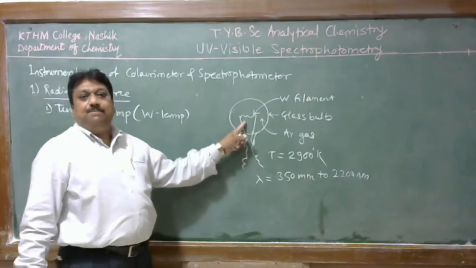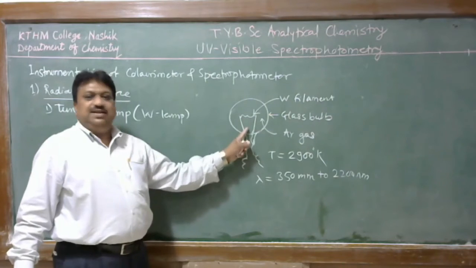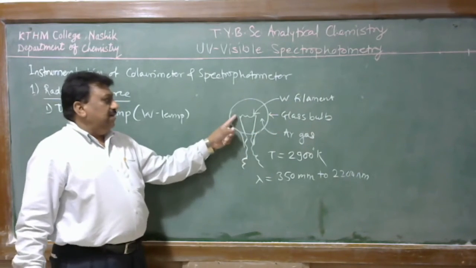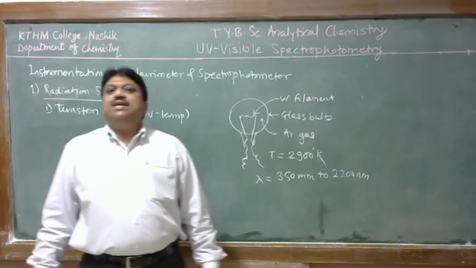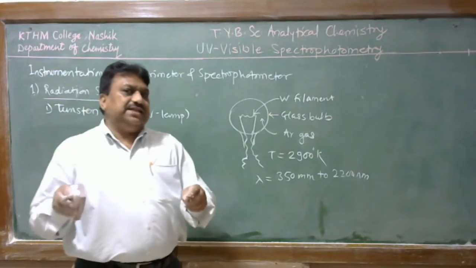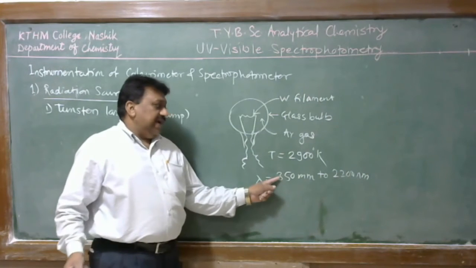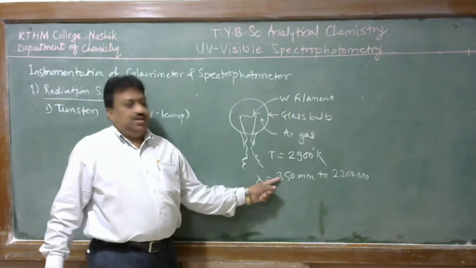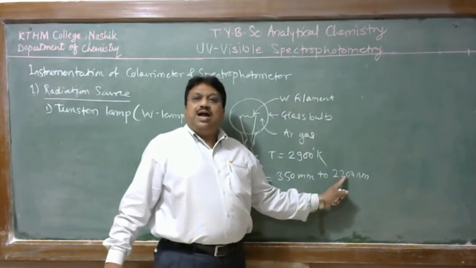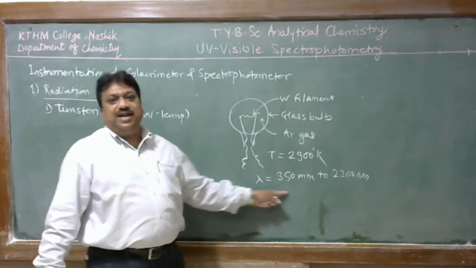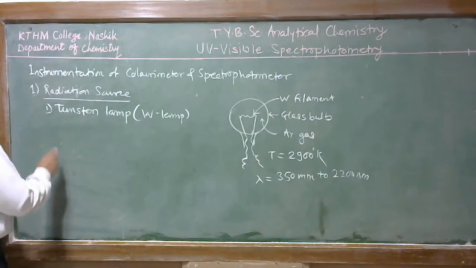Now how is this lamp operated? In this glass bulb, argon gas is filled, which gives the inert atmosphere, and here this is an electrically heated tungsten filament. Tungsten has very high resistance. When we apply an electric field, this filament becomes red hot, and because of this it gives radiation in this region. Therefore, this range of radiation, 350 nanometer to 2200 nanometer, is given by this tungsten lamp.